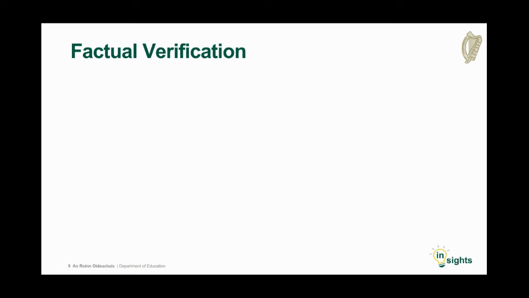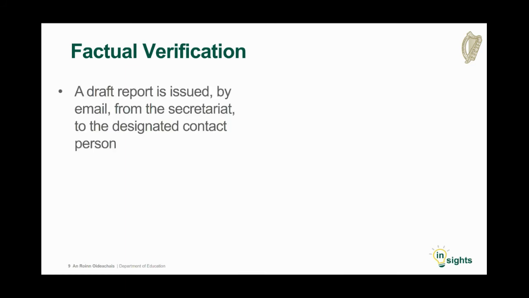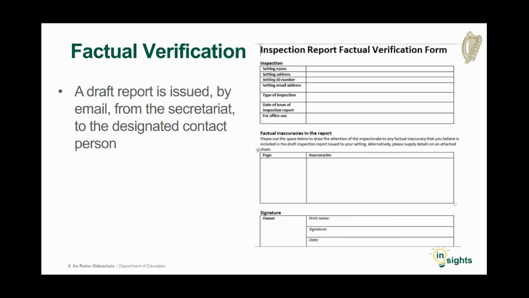During your inspection, you will be asked to confirm who your setting's designated contact person will be. The designated contact person could be the owner, the manager, or a representative of the management board or committee. All correspondence between the department and your setting will be conducted with this designated contact person. The Secretariat of the Inspectorate will issue your setting's draft inspection report by email to the designated contact person. They will also receive a factual verification form to complete if necessary.